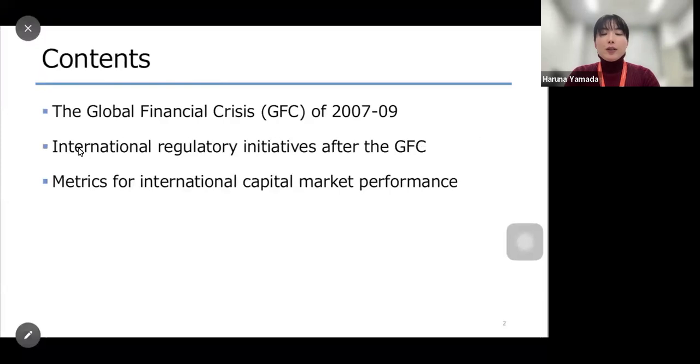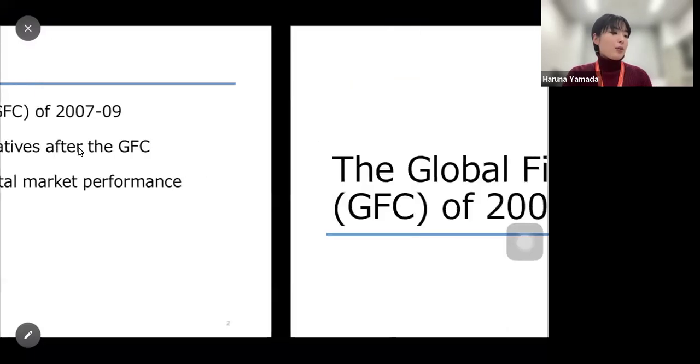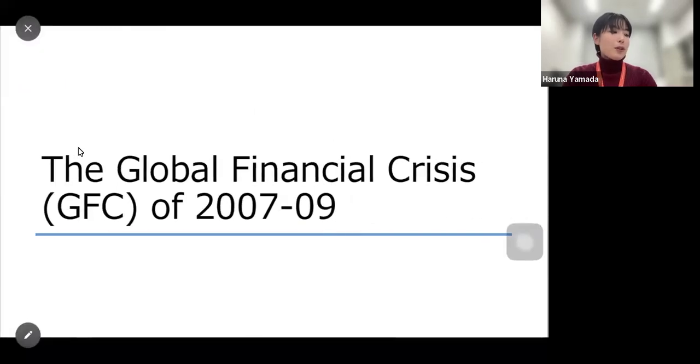So these are today's contents. The first one is the global financial crisis, GFC, of 2007 to 2009. The second topic is international regulatory initiatives after the global financial crisis. The third one is metrics for international capital market performance. Okay, let's first move on to the first topic, the global financial crisis.